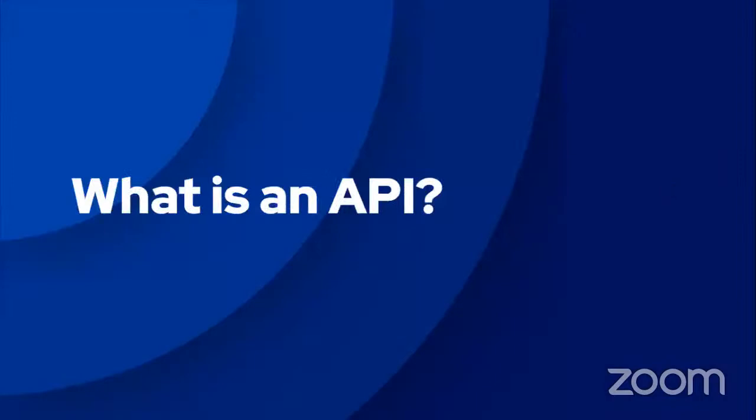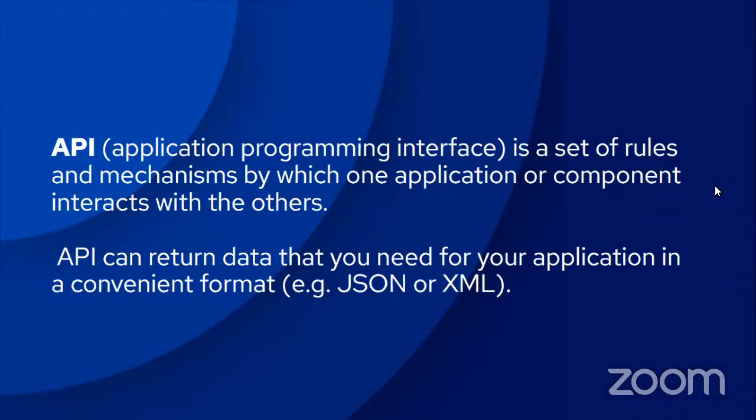First of all, I'd like to give details about what an API is. API stands for Application Programming Interface, which is a set of rules and mechanisms by which one application or component interacts with the other. An API can basically return JSON or XML, depending on how we configure it.